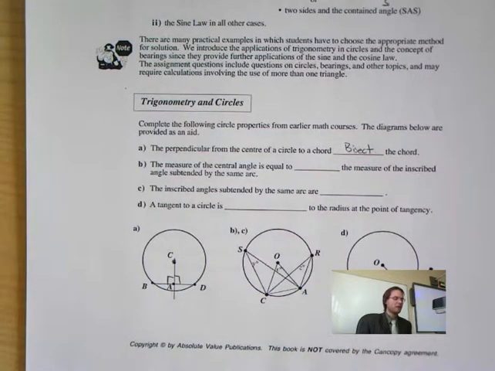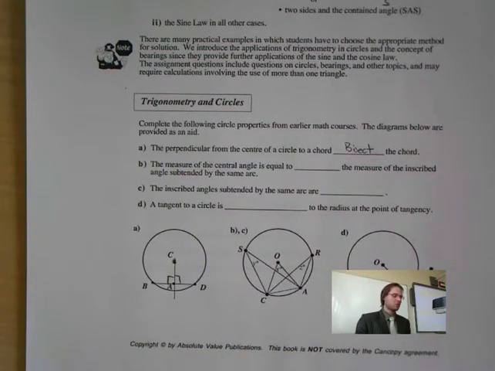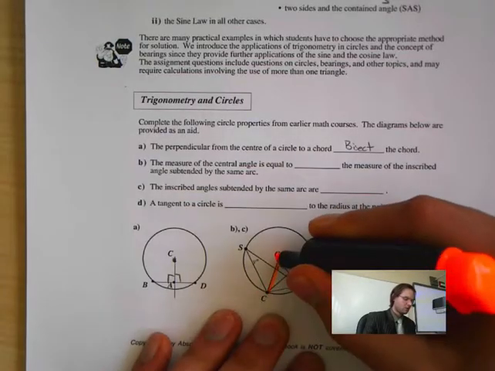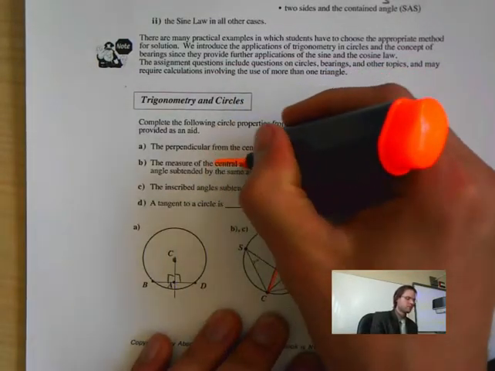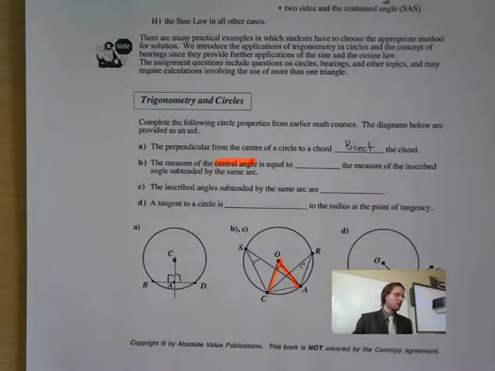Next, the measure of the central angle. Now we're going to look at this one here. For the second one, I'm going to use a little highlighter. My central angle is going to be in orange, and we want to look at an inscribed angle. An inscribed angle is one that's completely on the edges of the circle. It's made up of two chords. So I do have two inscribed angles, one here and one here.